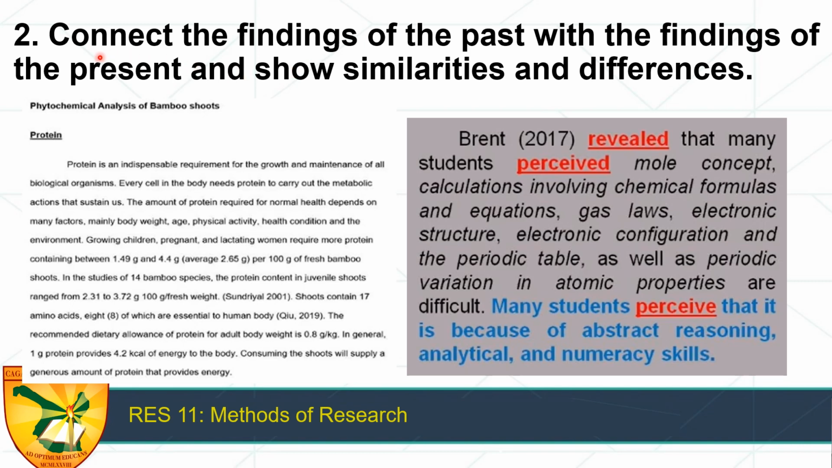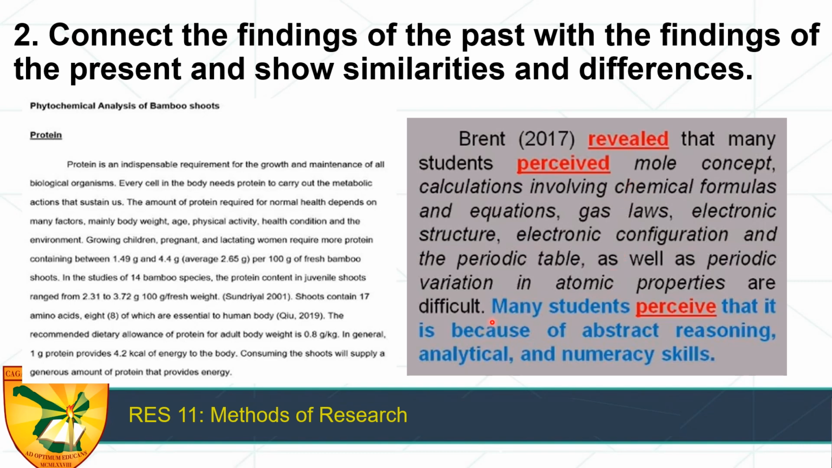So next step is to connect the findings of the past with the findings of the present and show similarities and differences. This is the same example as a while ago, wherein Brent in 2017 revealed that many students perceived blah blah blah are difficult. So this one here is from your related source or reference. That's why it's already written, and these are already the results. That's why these are in past tense. You see the received, revealed, and perceived are already in past tense.